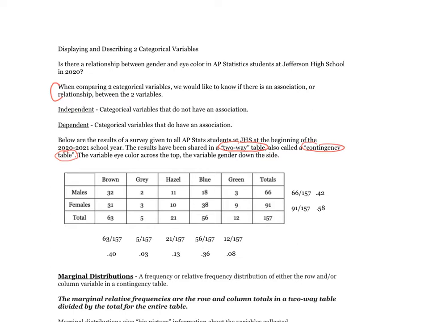We put the variable eye color across the top and the variable gender down the sides. Okay, and then there's also a total row, so the totals for each eye color, and there's a total column, which gives you the totals for the genders. Okay, so that's what we would do, is make a table like that, and basically you would just count up how many males had brown eyes in our data, and write those in the table, etc.